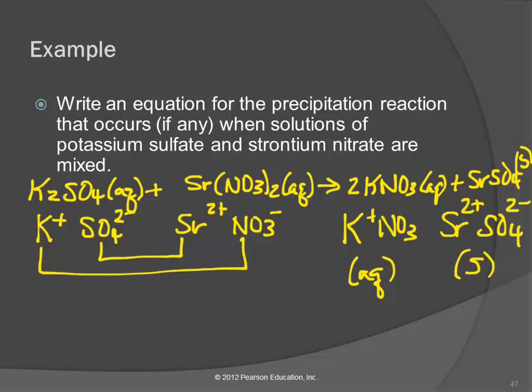These precipitation reactions are generally very simple to balance. If they're not easy to balance, then check your formulas, because if you get the formula wrong, it's going to be impossible. Any questions?